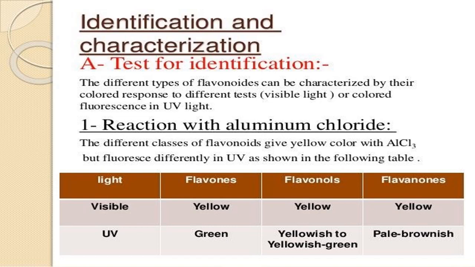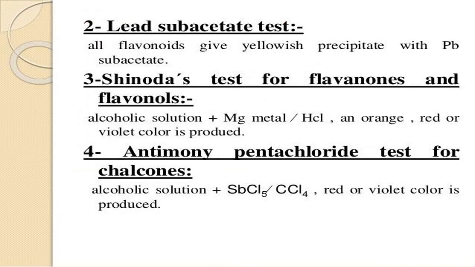So these are the identification or rather characterization properties. Then next is lead acetate test. All flavonoids give yellowish precipitate with lead acetate. Then the Shinoda test for flavonones and flavonols. Alcoholic solution plus magnesium metal with hydrochloric acid, and orange or red or violet color is produced.